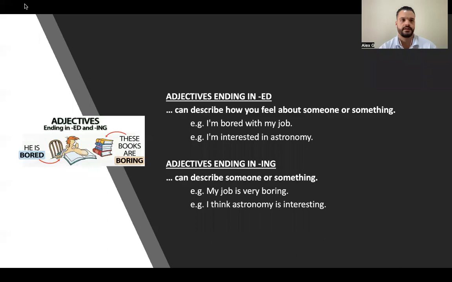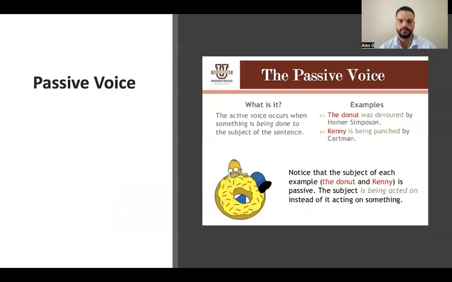Let's take a look at the next one. The passive voice is often used in news reports, in the newspaper, when information is being reported, okay? So let's take a look at what passive voice is. Here it says, The active voice occurs when something is being done to the subject of a sentence.